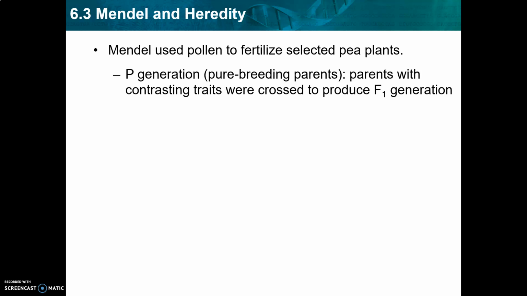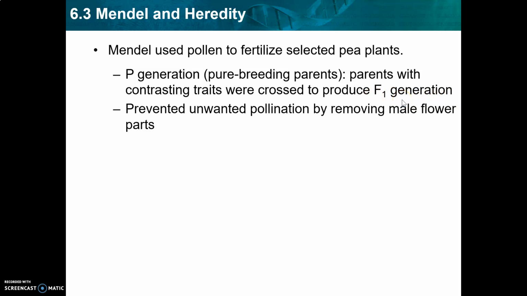Those two plants, the purebred purple and the purebred white flowered plant, those were the P generation. We use P for parent. So the two parents were the purebred purple and the purebred white flowered plants. He crossed them together and produced a generation that we call F1. So that's the children of the original two parent plants.